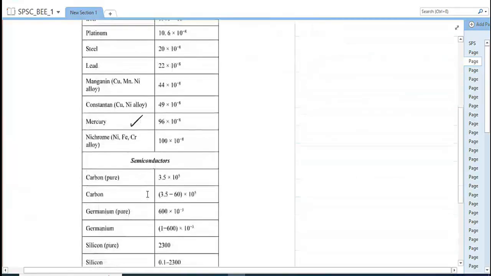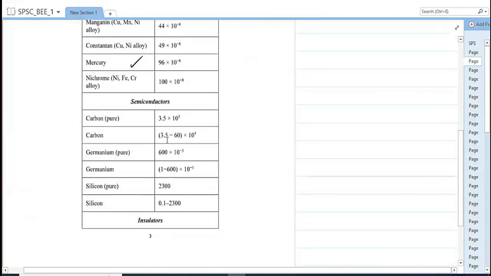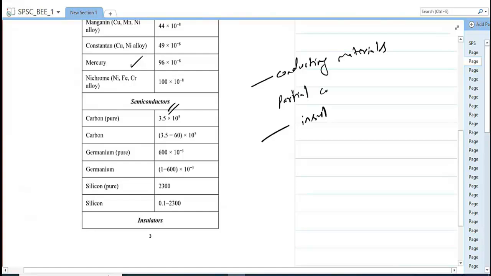Now, moving forward, we have come to the insulator, semiconductors. Semiconductor means whose property lies between conducting materials and insulating materials. Insulating means total opposition. Conducting means total support, and semiconductor means partial conduction and partial blockage or insulation. So partial conduction and partial insulation.